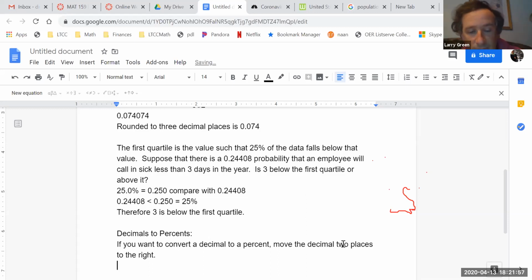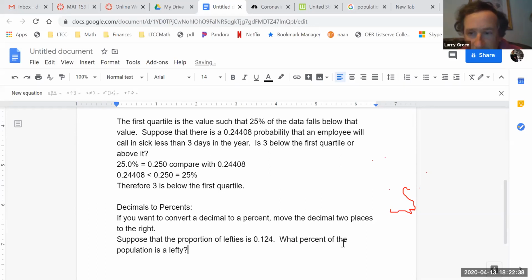So here's an example. Suppose that the proportion of lefties is 0.124. Okay. And by the way, I'm a lefty. What percent of the population is a lefty? Okay. And what I recommend is all of you work on this. Some of you can do this like in a second. Some of you take a little bit more time, but I want you to work on it and make sure you can do it, and then we'll do it together. Okay, so I'll give you a few seconds to try.